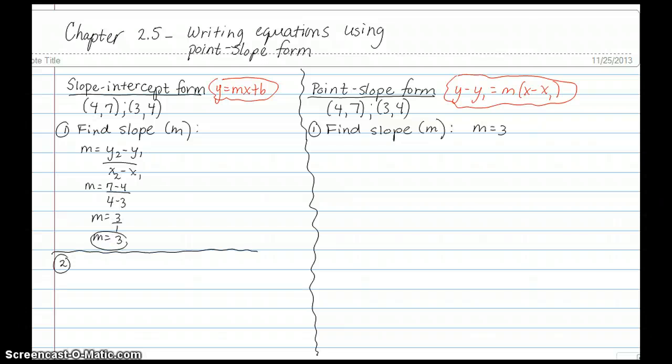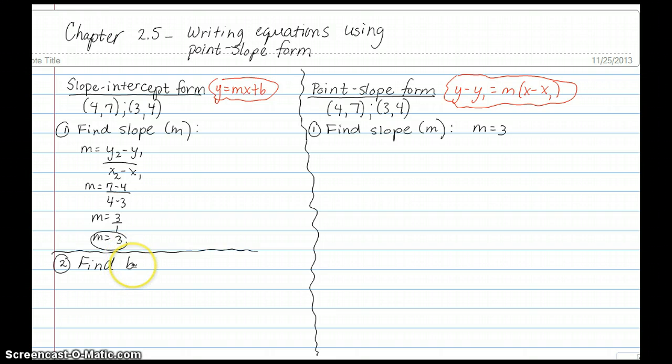For the slope, I chose 7 as my y sub 2, so it was 7 minus 4 for the numerator, and then my x sub 2 had to be 4, so 4 minus 3. So I ended up with 7 minus 4 is 3, 4 minus 3 is 1, 3 over 1 simplifies to 3.